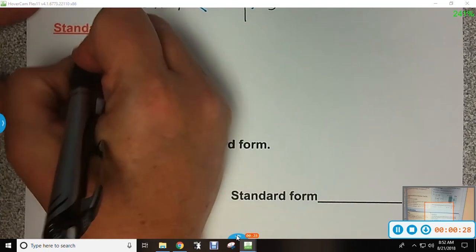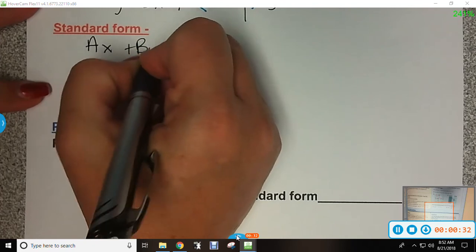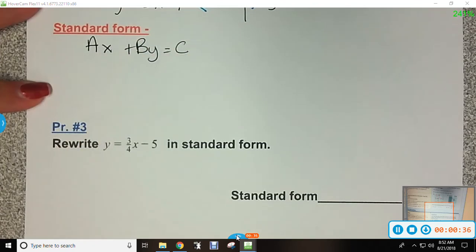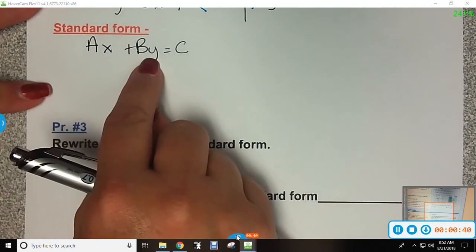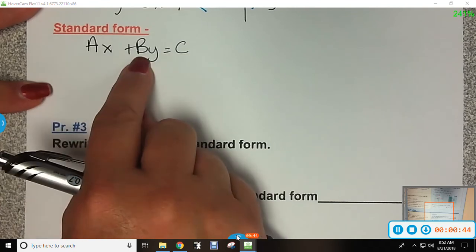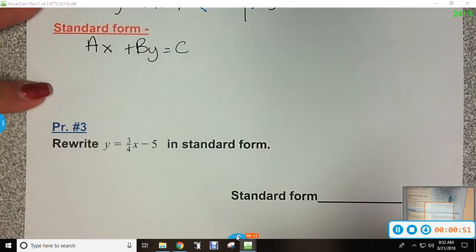So, standard form is AX plus BY equals C. And basically all that means is you have to get X and Y on the same side of the equation. A and B are just the coefficients for X and Y. C is your constant. It's the number that doesn't have a variable. It's just over there all by itself.